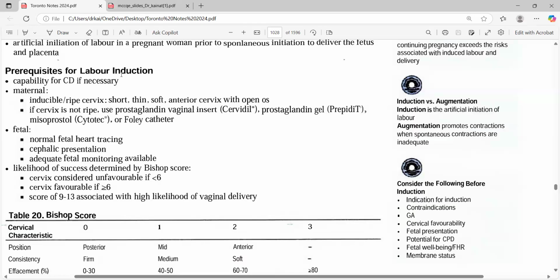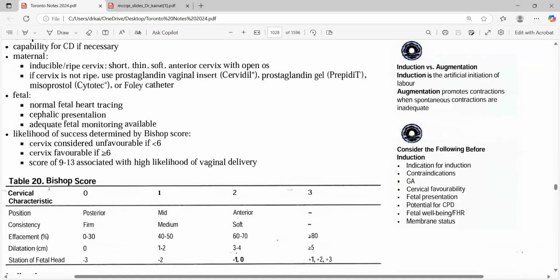The prerequisite of labor induction is the capability of cesarean delivery if necessary. Maternal is basically when the cervix is ripe. If the cervix is not ripe, use prostaglandin. Which one? The prostaglandin vaginal insert or the gel can be used. Misoprostol and the Foley's catheter can cause the induction. Then fetal is that case we check for the fetal heart rate, cephalic presentation, and all that. Then the success rate is where the cervix favorability is basically unfavorable, favorable, or score 9 to 13.